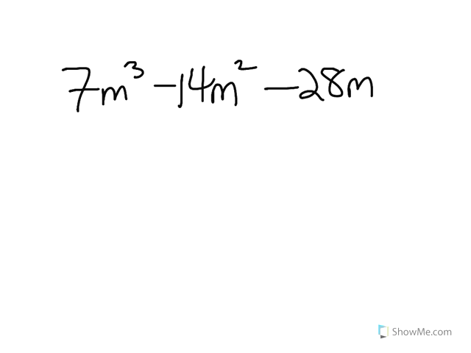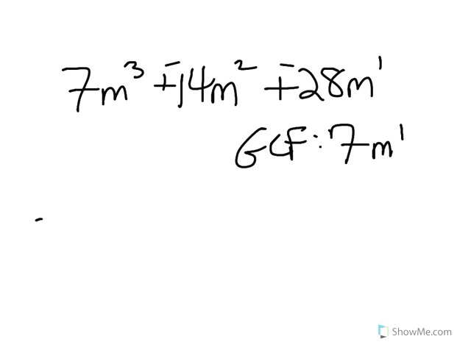Okay, last example. Again, we're looking for the greatest common factor of all three terms. Well, 7, negative 14, and negative 28 all have 7 as a factor. m cubed, m squared, and m to the first all have m to the first as a factor. So when we factor this, we should write 7m, and then we should divide every single term in the original polynomial by 7m in order to fill in what goes in the parentheses.